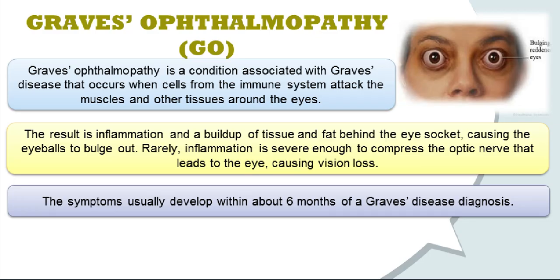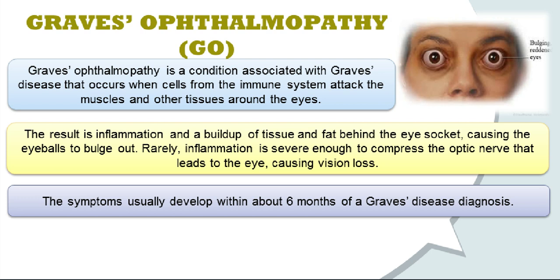The eyes of people with Graves' disease may appear enlarged because their eyelids are retracted, seem pulled back into the eye sockets, and their eyes bulge out from the eye sockets. This condition is called Graves' ophthalmopathy. The result is inflammation and a buildup of tissue and fat behind the eye socket, causing the eyeballs to bulge out. Rarely, inflammation is severe enough to compress the optic nerve that leads to the eye, causing vision loss.